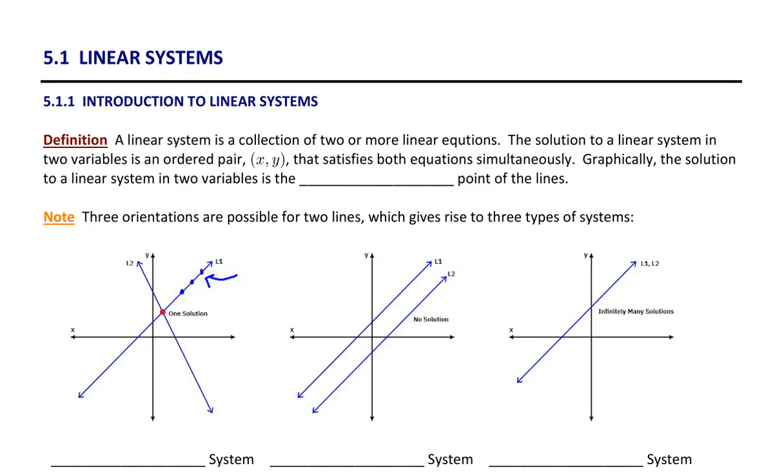So what about a system? What is the solution to the system? The solution is the ordered pair (x, y) that satisfies both equations simultaneously. So graphically, the solution to a linear system in two variables is the intersection point of the two lines. So to solve a system means to find the ordered pair that satisfies both equations, or graphically to find the intersection point of the two lines.